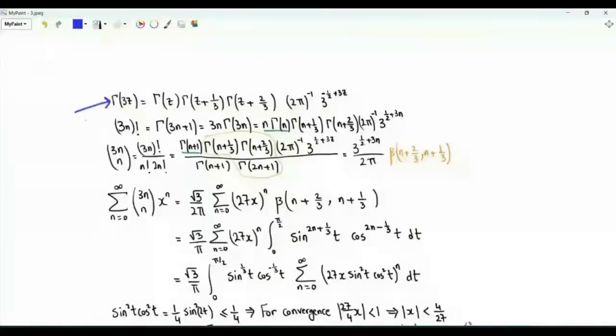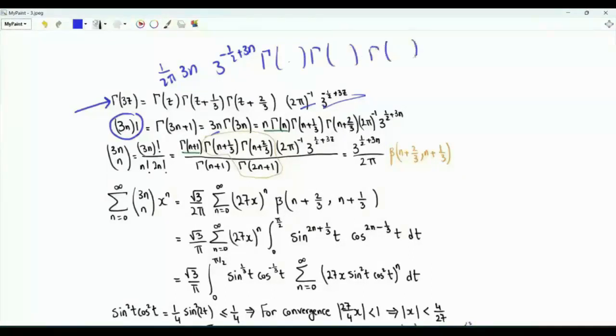This is the result from the first page. Replace that by n. We can write down the factorial of 3n as gamma of 3n plus 1, which is 3n times gamma of 3n. We get 1 over 2 pi, times 3n, times 3 to the minus half plus 3n, then 3 gamma functions with arguments n, n plus 1/3, and n plus 2/3. This 3 can be combined with this 3. We get 3 to the 1/2 plus 3n.